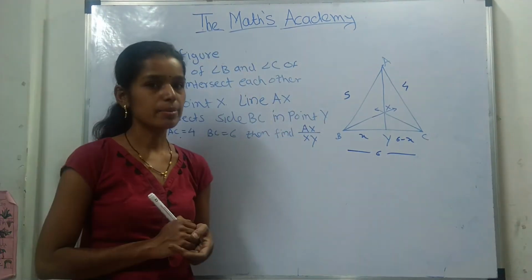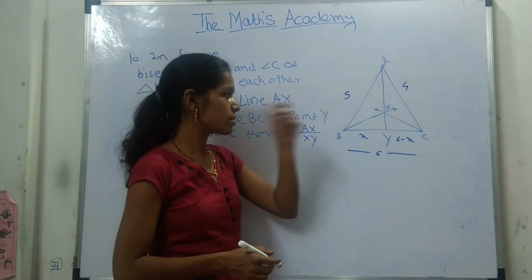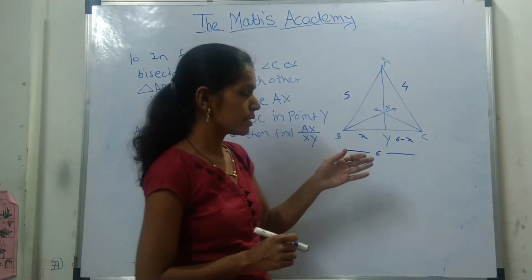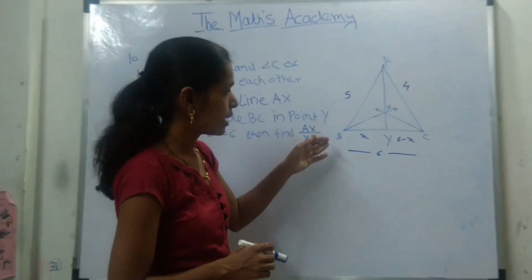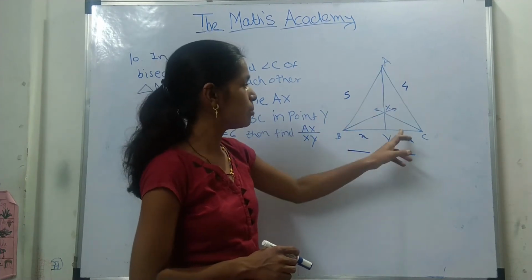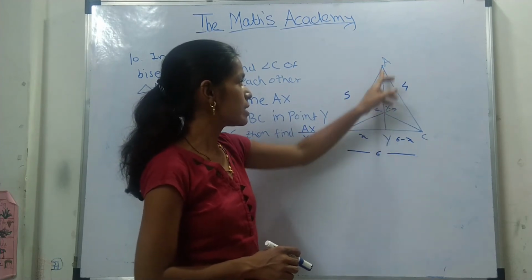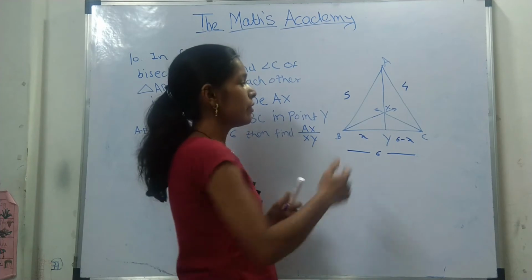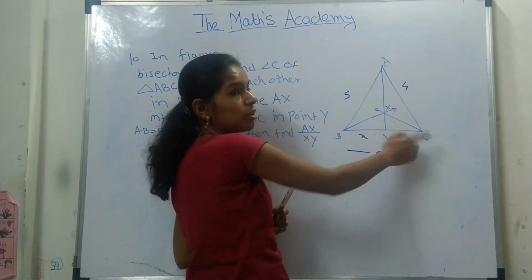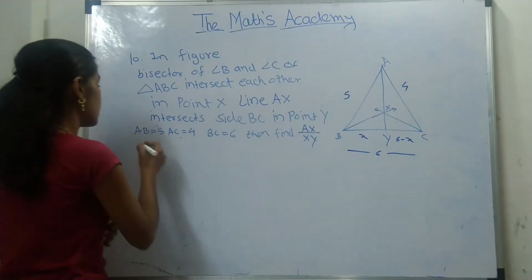Okay, and by the angle bisector theorem we have to find the value of AX upon XY. We know that if there is a ray which bisects the angle, then the ratio of AB upon BY, here we will consider triangle ABY, is AB upon BY is equal to AX upon XY. If AY is the angle bisector, then AB upon AC is equal to BY upon YC. So we will use the concept of the angle bisector here. Start with the solution.